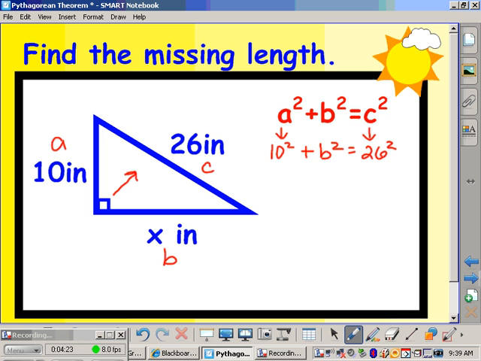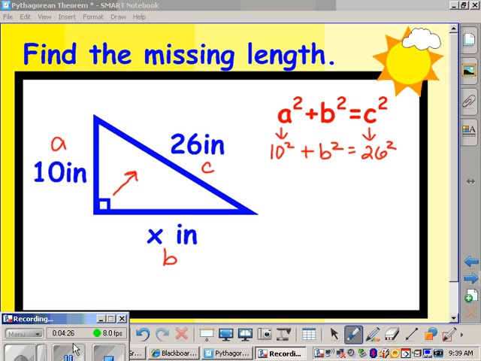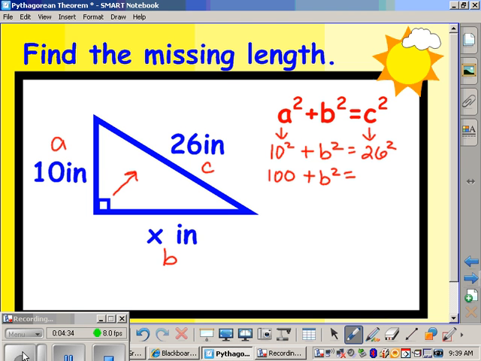Now we're going to go ahead and simplify 10 squared and 26 squared. 10 squared is 100, so we have 100 plus b squared, and 26 squared is 676. In order to solve this for b, we need to isolate the b. So we will subtract the 100 from both sides to move it over with the 676. That would leave us with b squared equaling 576. From here, we would want to take the square root of 576.